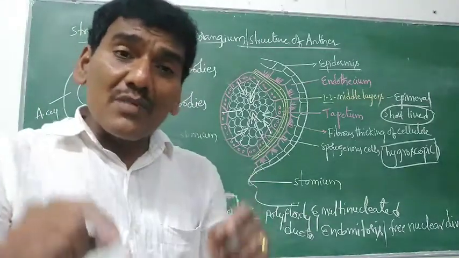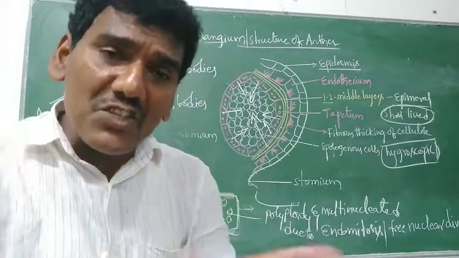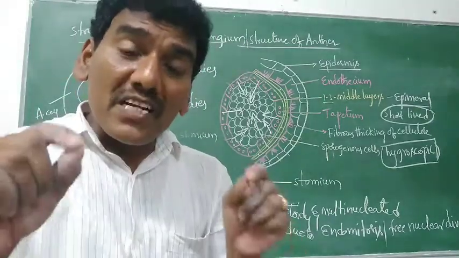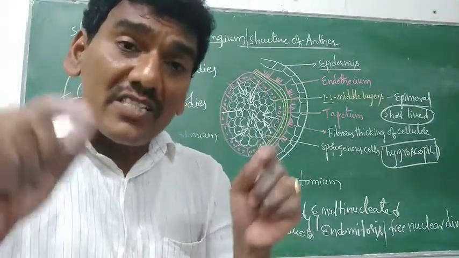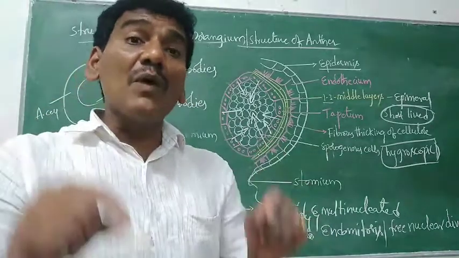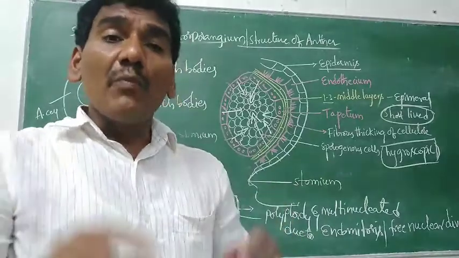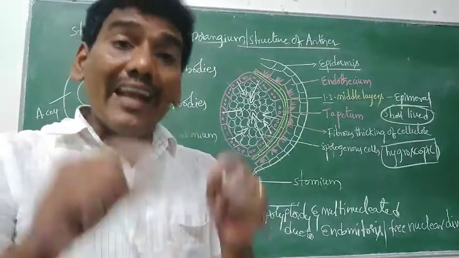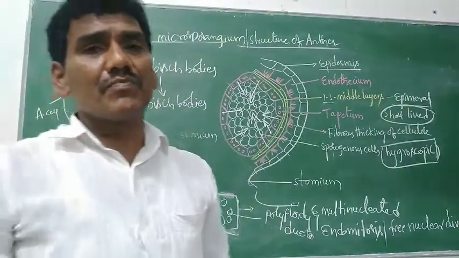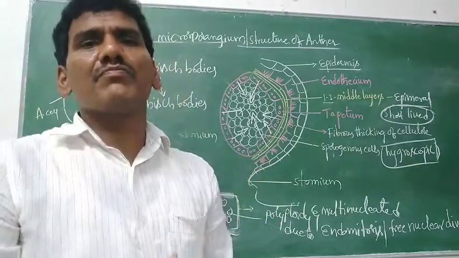Why do the endothecium cells act as hygroscopic? Because of the presence of fibrous thickenings of cellulose. At the time of anther maturation, the endothecium cells are mainly helpful for dehiscence of the anther. This is about the endothecium.